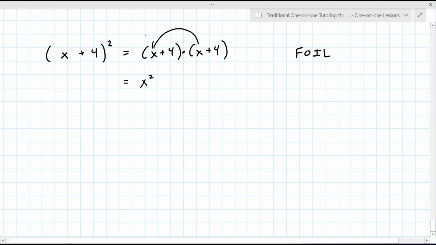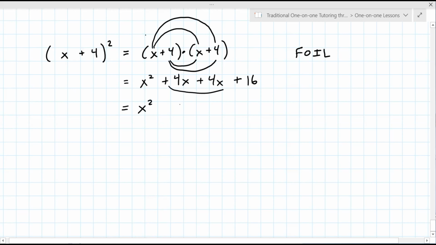O means the outside, so it's x times 4. What is x times 4? 4x, sorry. 4x, as a preference we put the coefficient first. I is the inner, so 4 times x. It is 4x. And then L means the last in each, 4 times 4. 16. 16, yeah. So then you combine like terms. Generally, you can combine these two. Right, and then you get 8x. Good. So if you follow that, I'd like you to try this one on your own, please.